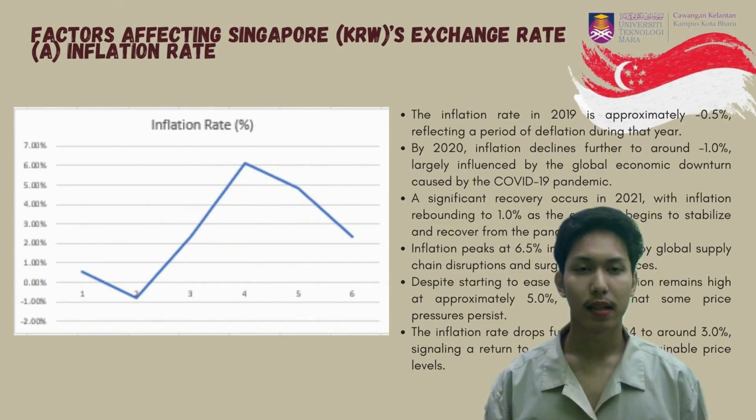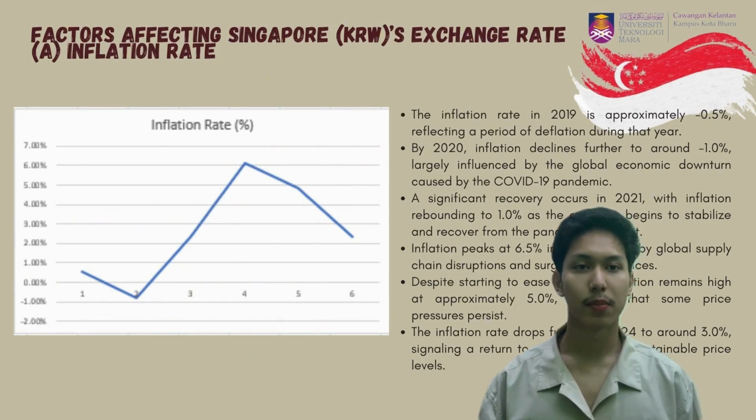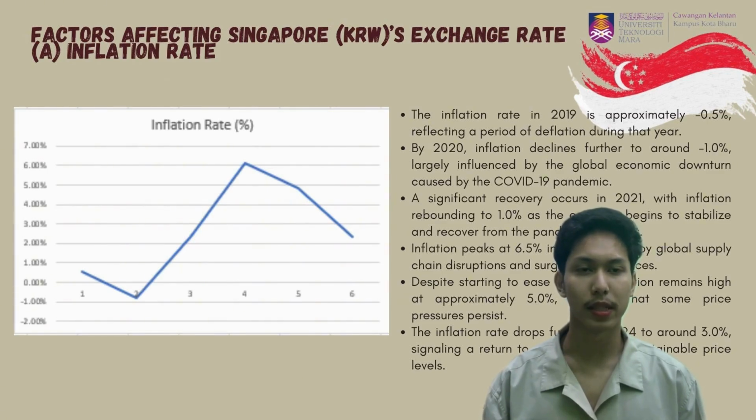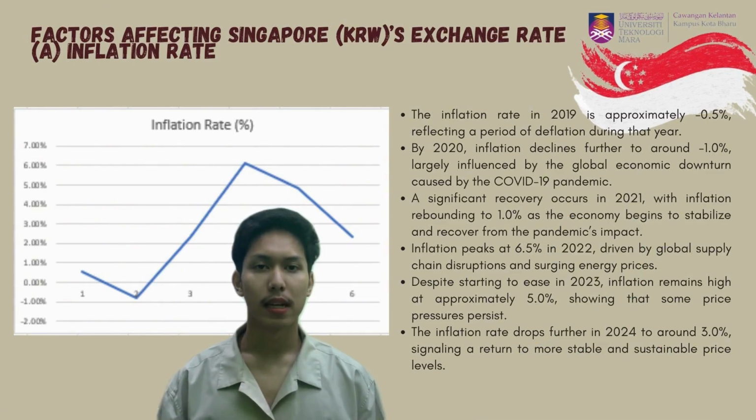Moving into 2020, deflation deepened further to negative 1.0%, largely due to the COVID-19 pandemic. Lockdowns, reduced consumer spending, and declining energy prices pushed inflation into negative territory. Governments and central banks responded by implementing large-scale stimulus measures to support the economy. By 2021, the economy showed signs of recovery, and inflation rebounded to 1.0%. Increased demand, global supply chain constraints, and government stimulus programs contributed to price growth.